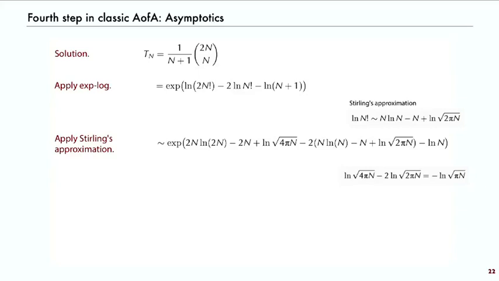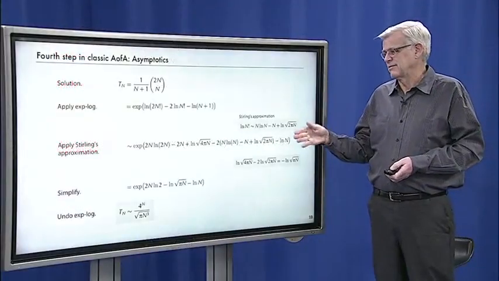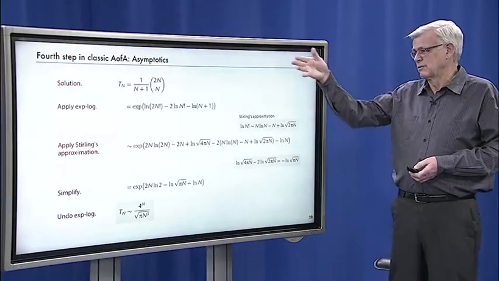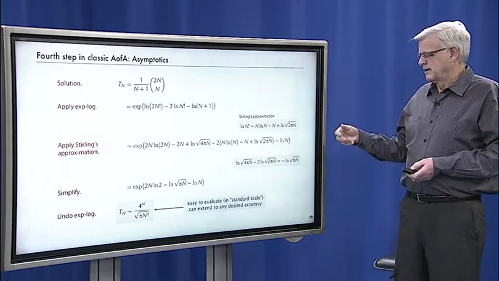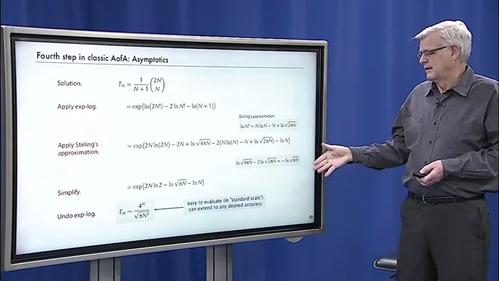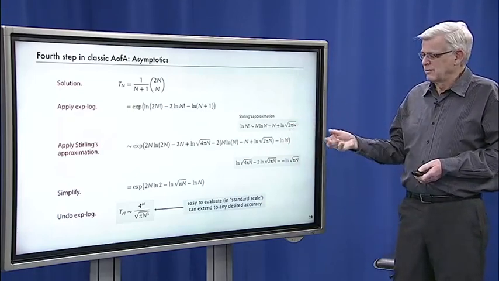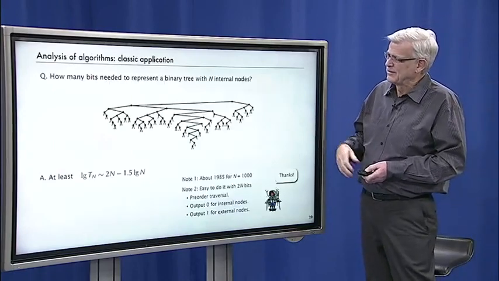And then the 2 log 2n, most of it cancels. And all that's left is 2n log 2 minus log of the square root of pi n minus the log n. And then if we undo the log, we get that asymptotic estimate for the number of binary trees with n nodes. And that's a very accurate asymptotic estimate. It's very, very close to 1 over n plus 1, 2n choose n. But it's much more useful. And if we want more accuracy, we could get it. But that's in a standard form, and even by hand you can compute values.